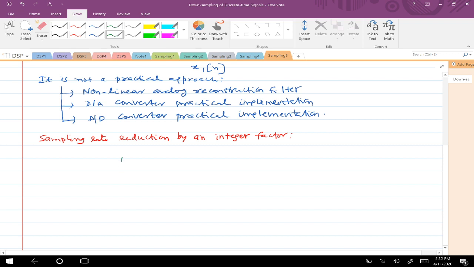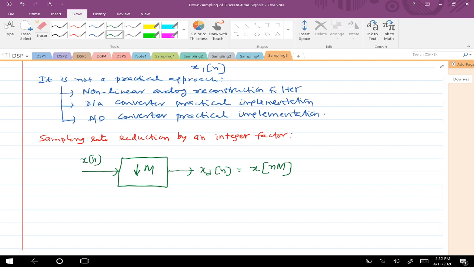Assume that I have a signal x of n. I want to downsample it by a value of M. The downsampled, or decimated, signal, as it is also called, xd of n, when I say downsample by M, is x of n times M, that is x of nM. That means if I am downsampling by 3, I retain just 1 in every 3 consecutive samples in x of n.